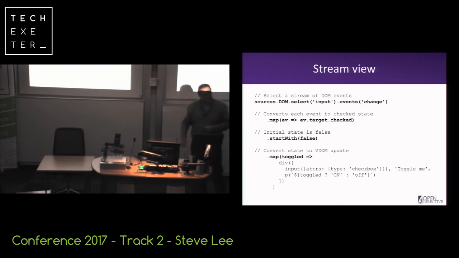I've just broken it down, taking out all the clutter. We start off with a stream of DOM events, which we select from the DOM driver. We say what we're interested in. We then convert each of those to the check state that's coming in, and then we start with false. And then finally, we map that to a chunk of DOM update, which then gets passed back to the driver, and that updates the DOM. Anyone feeling a bit, what's going on here yet?